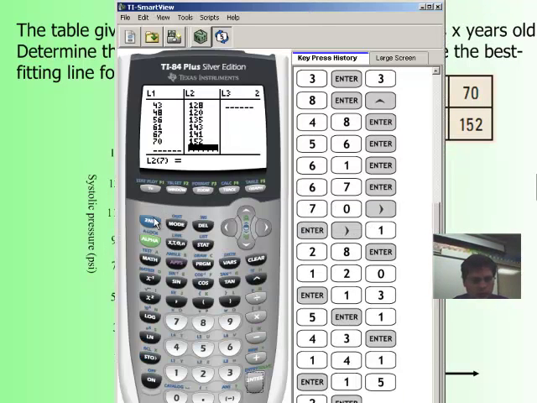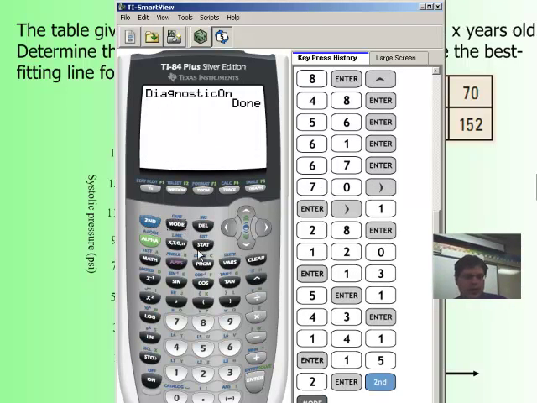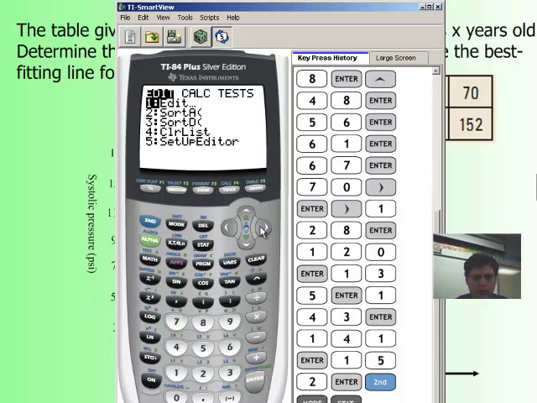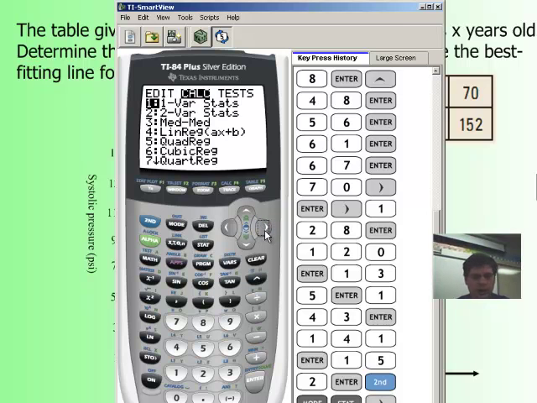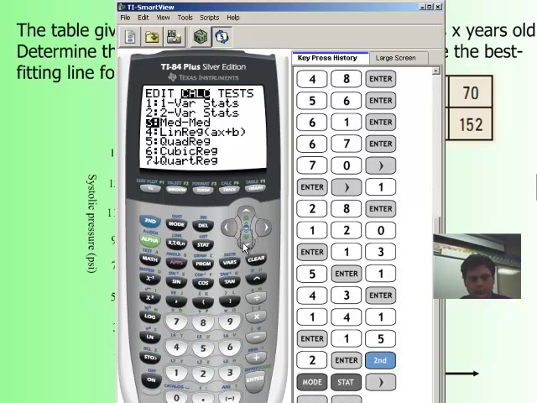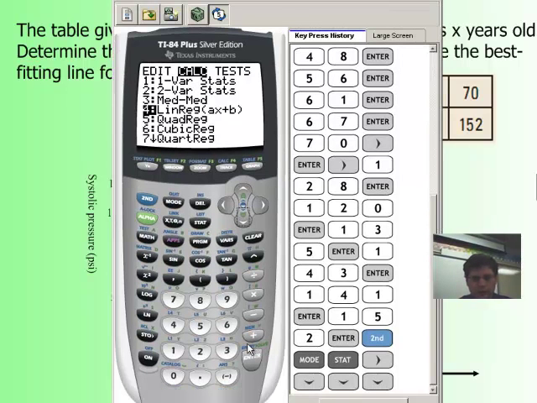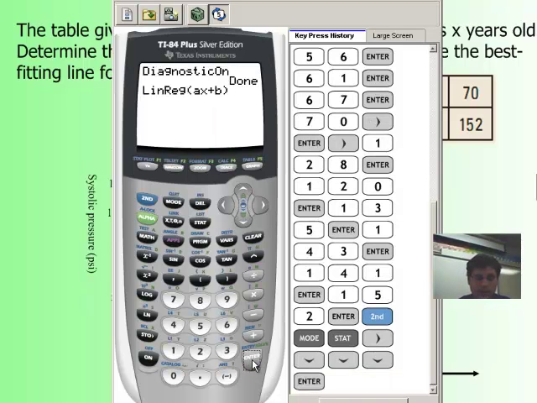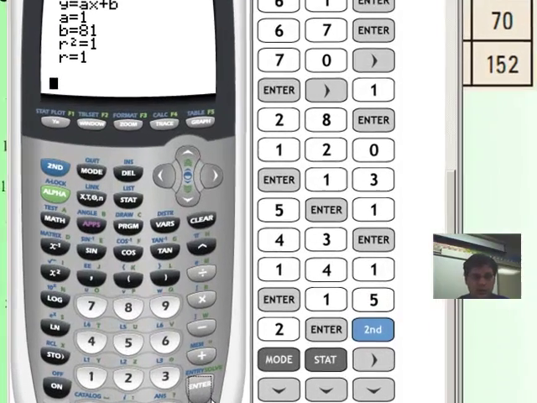And now I'm just going to quit out of this. Second, quit. Then I'm going to go under my stats, and I'm going to arrow to the right to calc. We're going to do a thing called a linear regression. Our linear regression is going to come up with an exact calculation of what the best fit line is. Now you still have to be able to do that by hand. I'm going to show you how you do that by hand, but the calculator does do that.